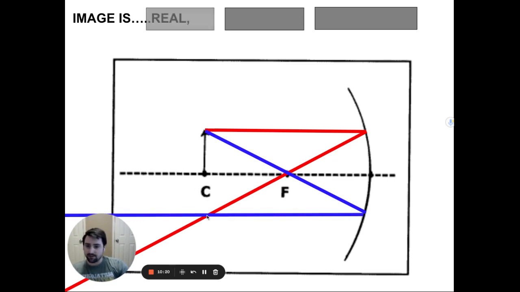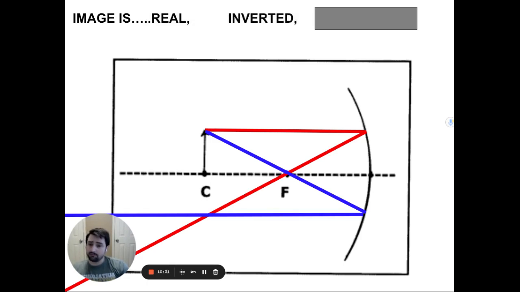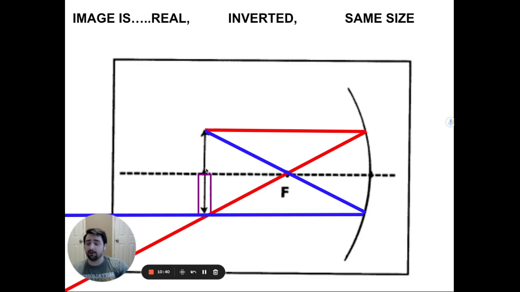Now we've got an intersection here, which means that it's on the left-hand side of the mirror, so it's going to be real. Is it going to be upright or inverted? It's going to be inverted because the top of my object is going to be the lowest point. And then it's going to be the same size. So when I look at it, this is going to be the exact same size arrow. It's just inverted, and it's located at the same point. So if my center of curvature is 10 centimeters, the object will be located at 10 centimeters as well. And we saw this in the lab.